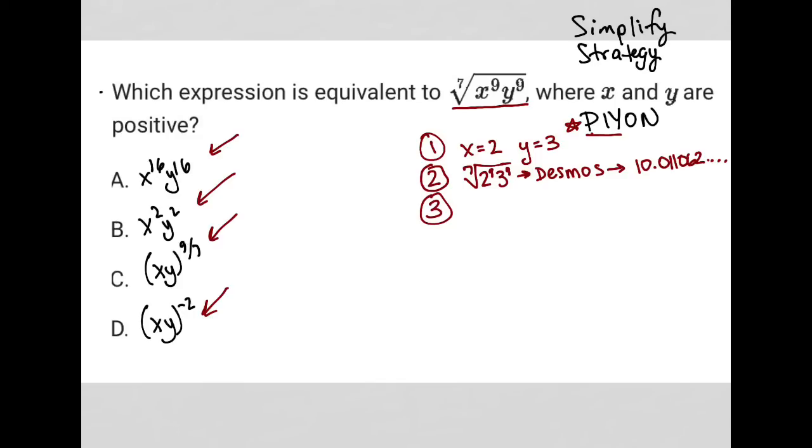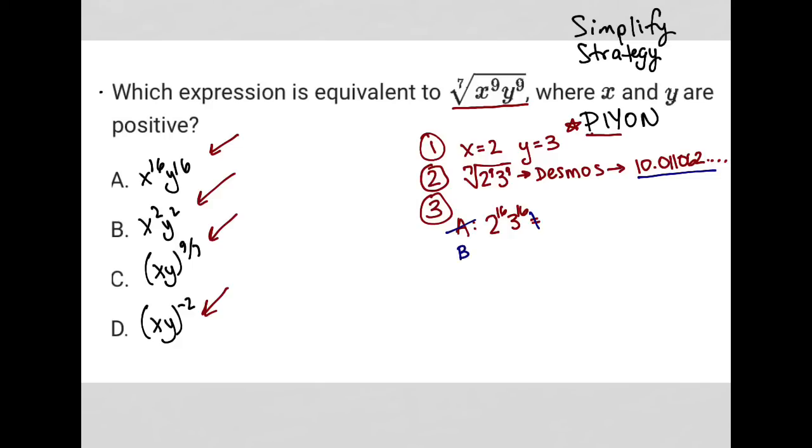So for instance, if I'm trying choice A, I would say, well, is it true that 2 to the 16th power times 3 to the 16th power is equal to this 10.011062? And when I put that into Desmos, I see that that is not true. It is not equal to that, so A is gone.